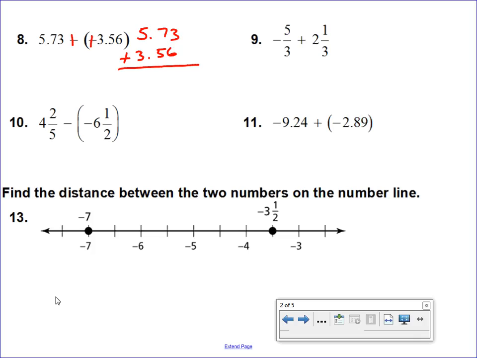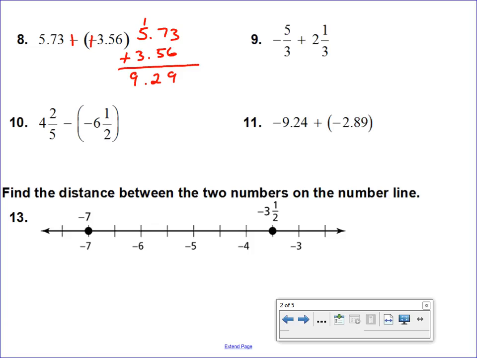Okay? So 3 plus 6 is 9. 7 and 5 is 12. We have 2/10. We get one more whole. We should have a grand total of 9 29/100. Okay?